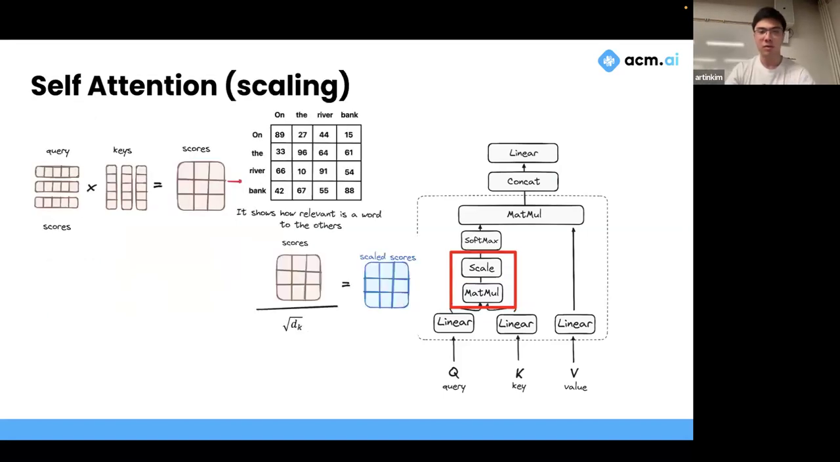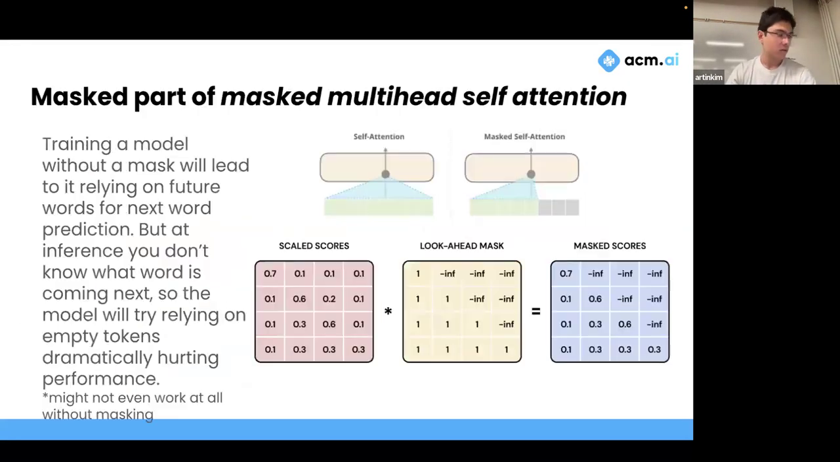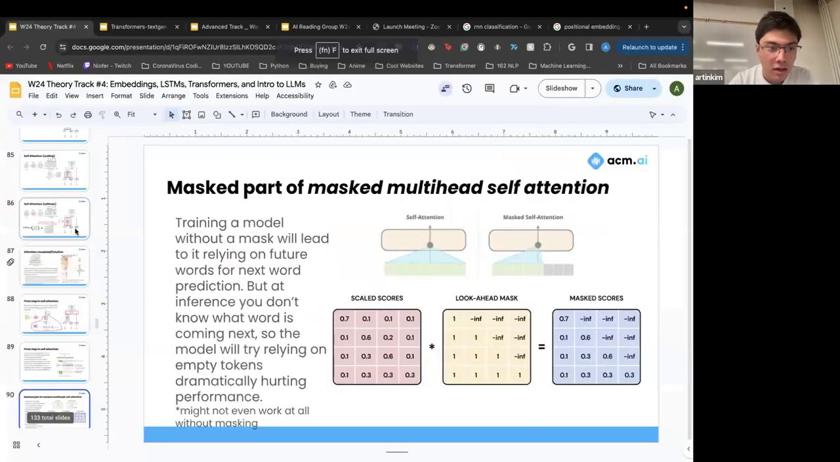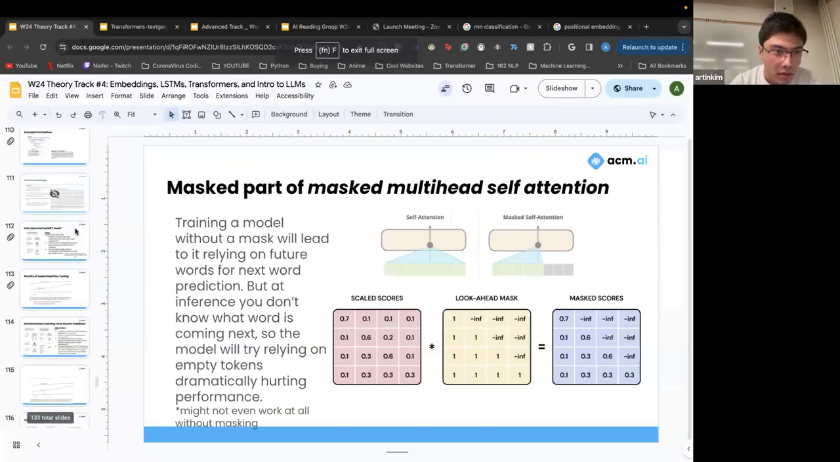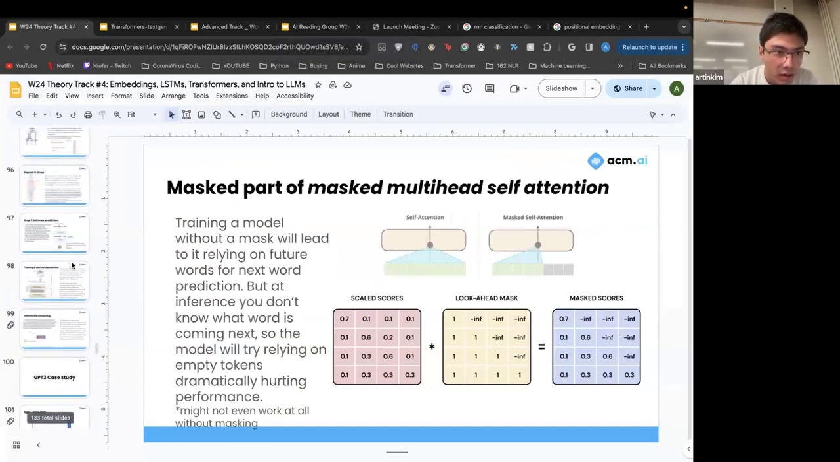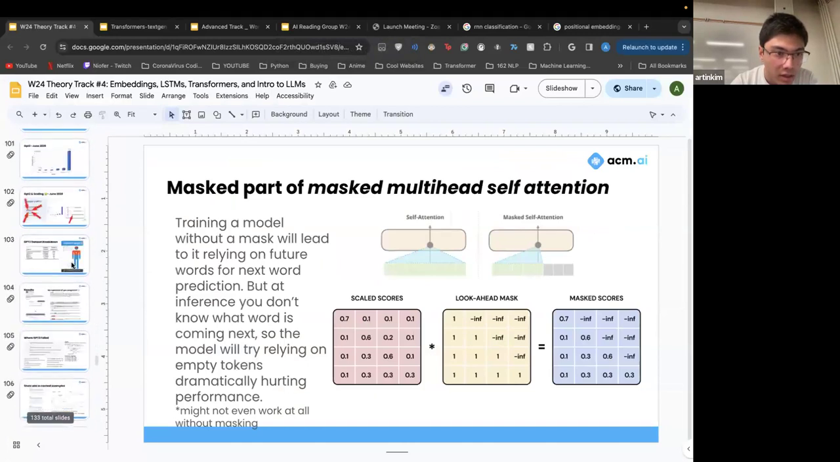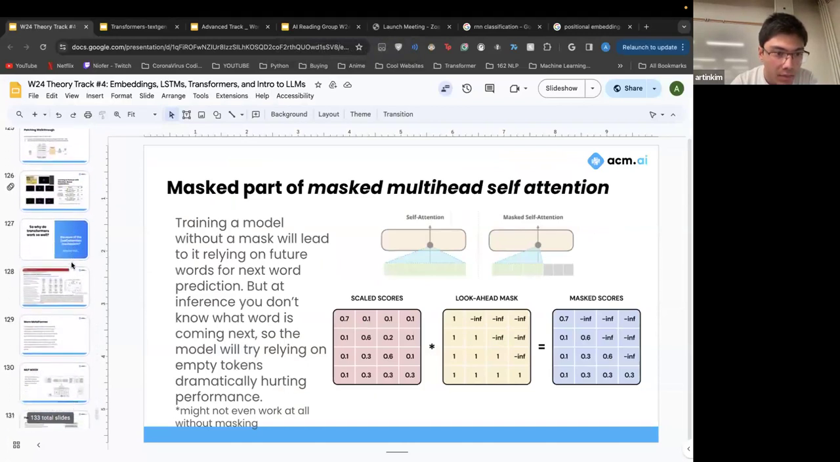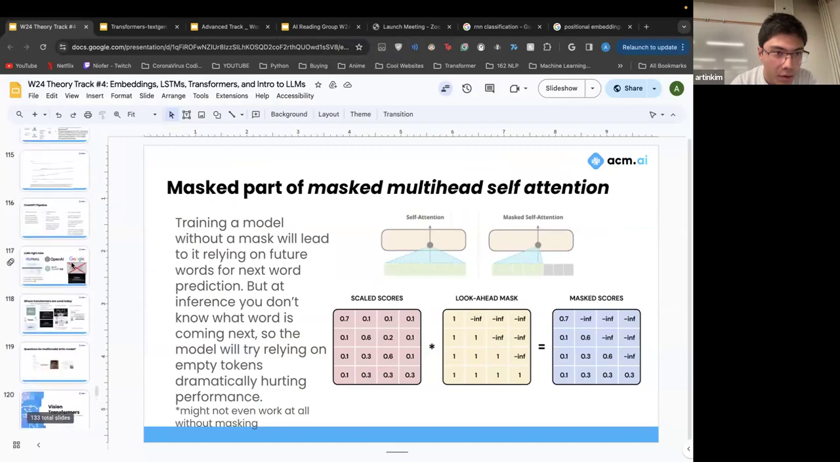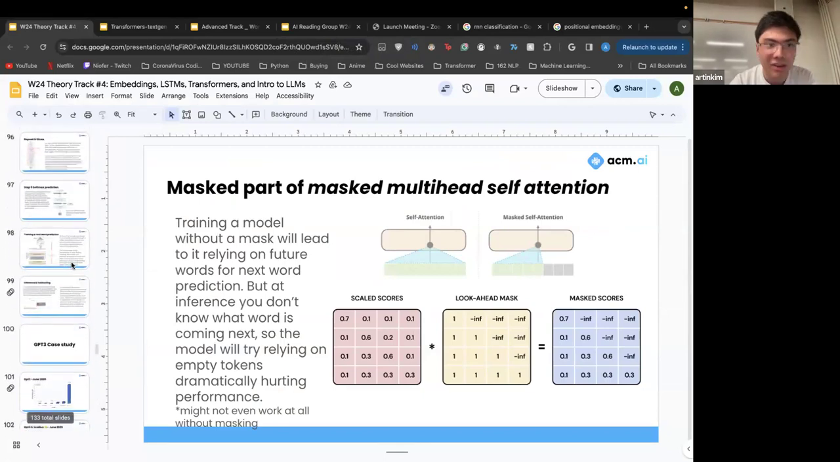Wait, let me see if I have the visual. Do I have the, hold on, layer norm, did I get rid of it? I think it was down here. No. Yeah, okay. I'll speed through.